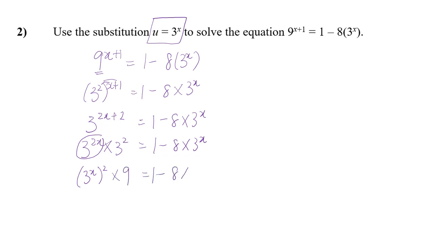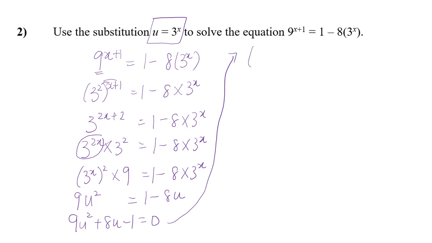All right, we are all ready to do the substitution now. So we replace 3 to the power of x with u. So you will have u squared times 9, so 9u squared, equals 1 minus 8u. Bring everything to the left-hand side, so you end up getting a quadratic equation. And if you use a calculator to help you find the values of u, you would have 9u minus 1, u plus 1. So therefore, u is equal to 1 over 9, or u is equal to -1.